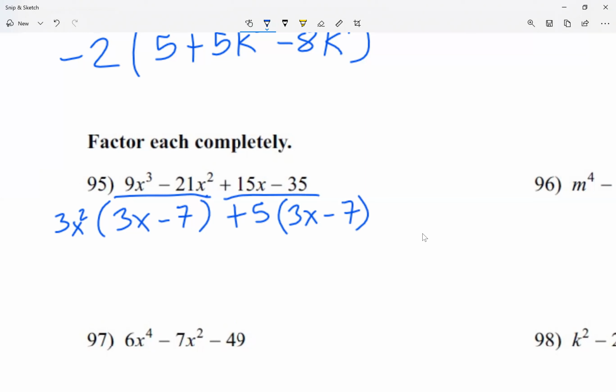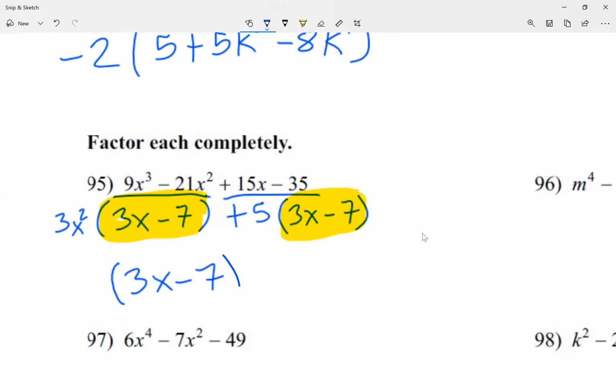Now my parentheses need to be identical, which they are. So when I write my answer, one of my parentheses is going to be 3x minus 7. The other parenthesis is going to be 3x squared plus 5. You notice that's what I factored out of each. Now, when we type it in, which parentheses comes first really doesn't matter.